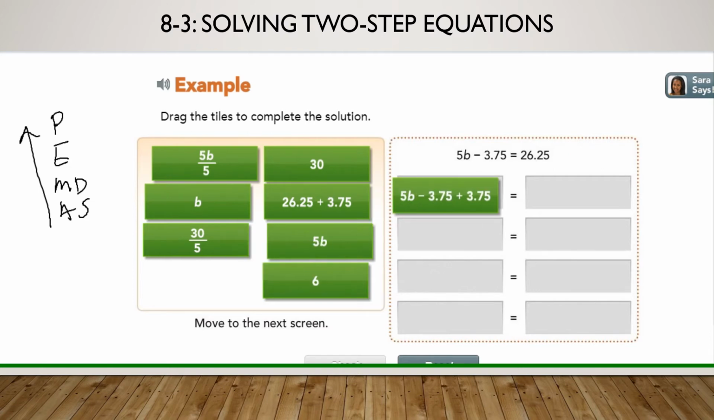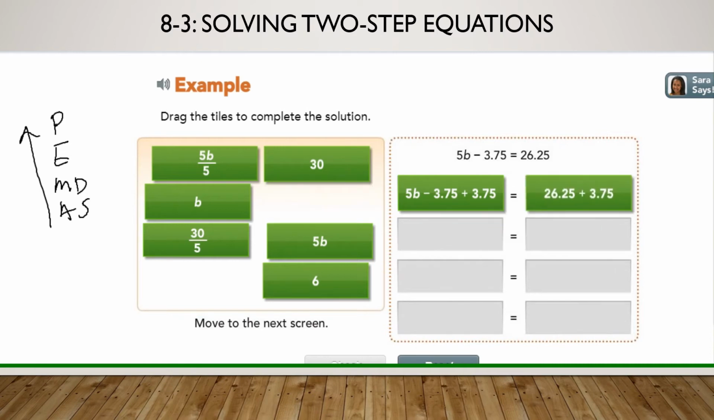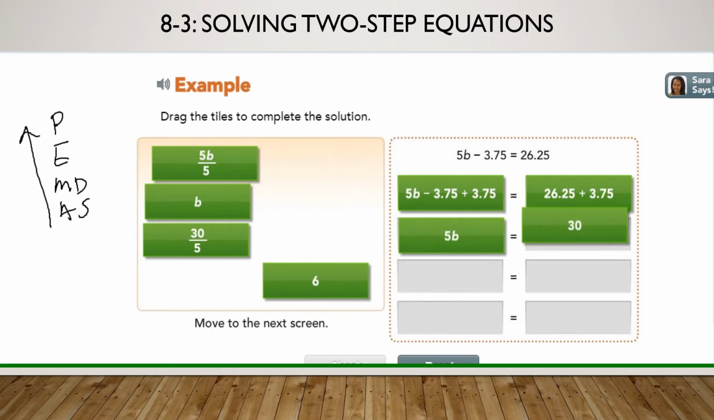So here, right here, this step shows us adding 3 and 7,500. We're going to do the same thing to the other side to maintain equivalency. Now we're going to have to simplify that. We're left with 5b on this side of the equal sign, and when we add those two numbers, we end up with 30. So we went ahead and started undoing addition and subtraction.